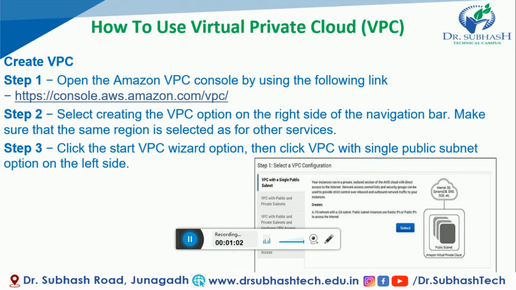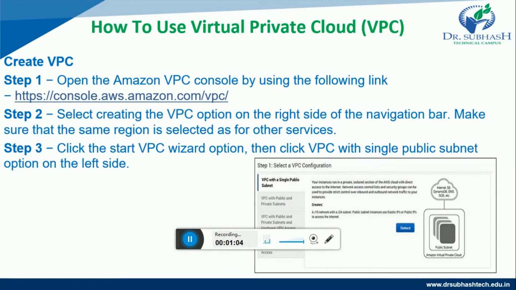In step 3, click the Start VPC Wizard option and then click the VPC with a Single Public Subnet option on the left hand side. As you can see in this figure, we have to select the VPC configuration, and then we have to click on that VPC with a Single Public Subnet, and here we have to click on the Select button.